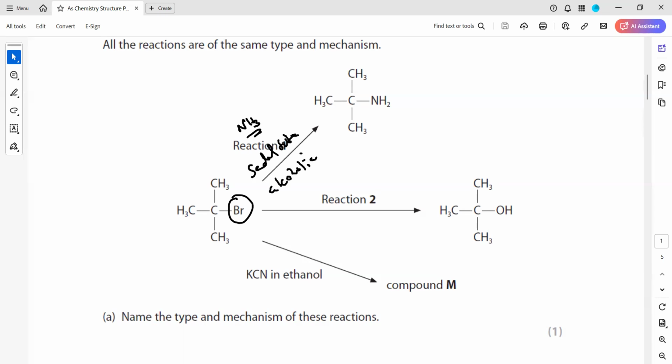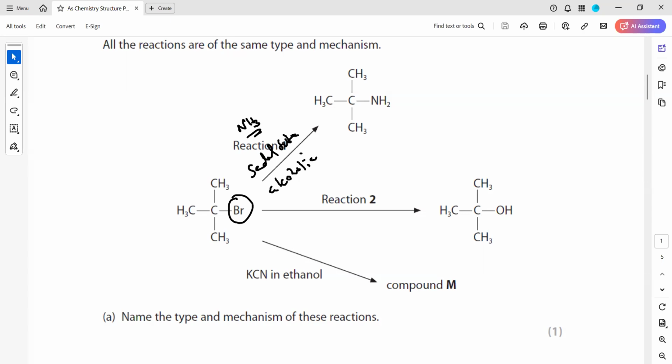So it's important to mention the reaction conditions. When they ask for the reagent, we'll mention ammonia or NH3, and it should be in a sealed tube in alcoholic solution. So it is important to mention these conditions.